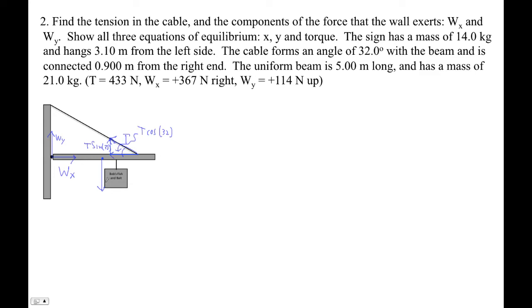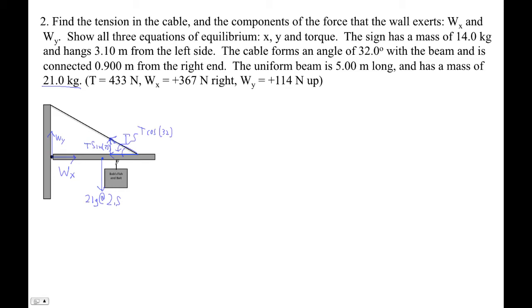So what's the mass? The uniform beam has a mass of 21 kilograms, right? So this force is 21 times 9.8. That's what G is, 9.8. The beam is 5 meters long. So if it's uniform, the center of gravity is at 2.5, half of 5, right?